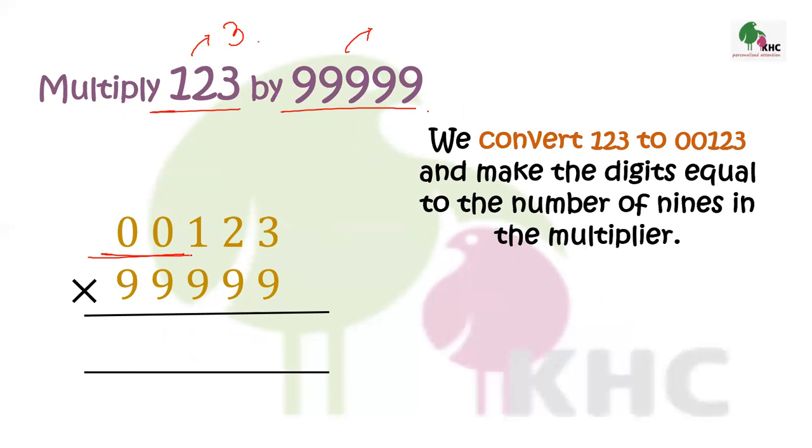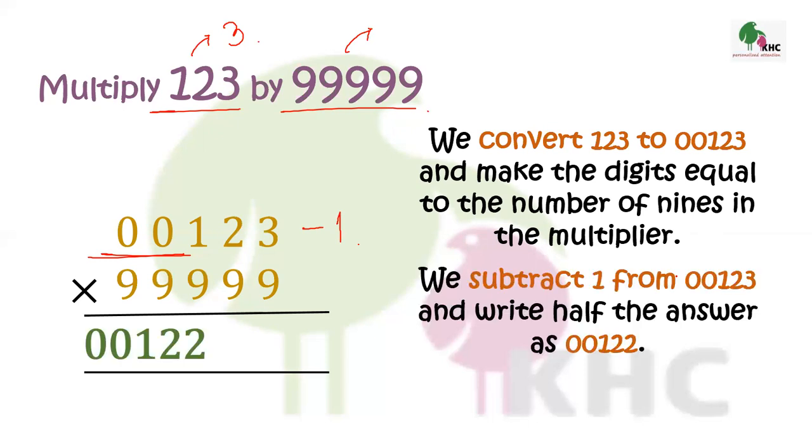So we subtract 0, 0, 1, 2, 3, and we are going to subtract 1 from this number. So if you subtract 1 from this number, you get 0, 0, 1, 2, 2. Write it as the first part. Now subtract these 5 digits from 9.